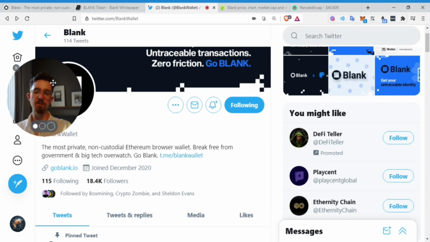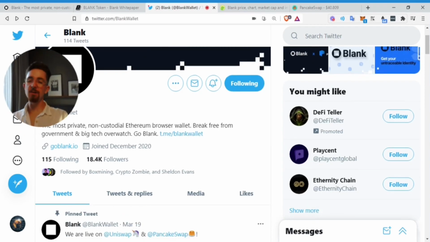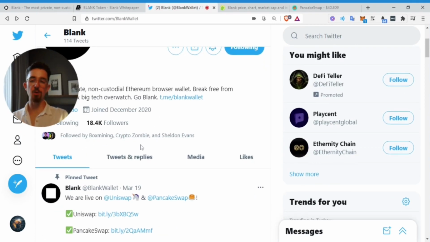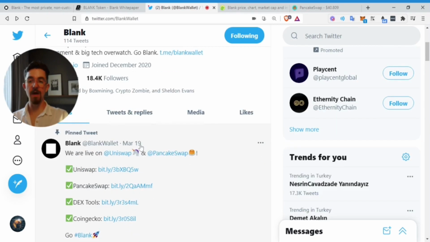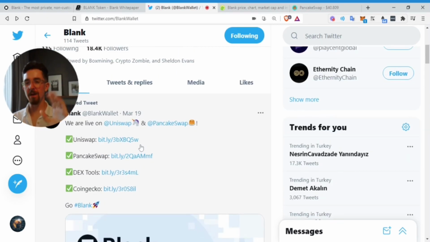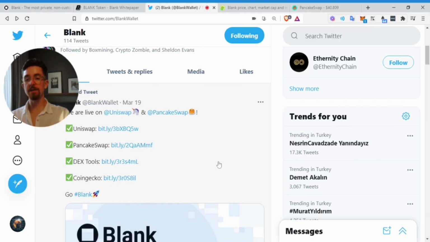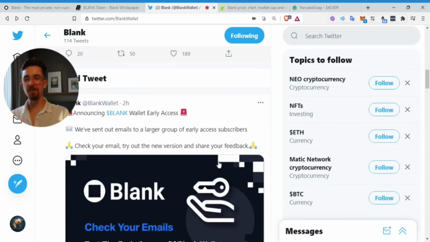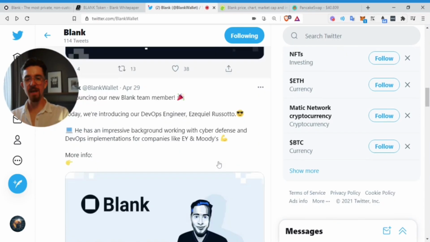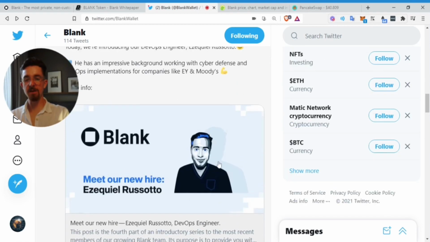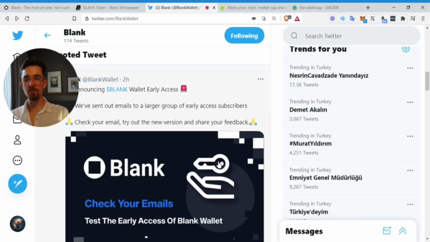Sentiment analysis. I don't really like looking at followers for sentiment analysis because you can just purchase followers. Not saying that they did, by the way, but any project can do this. If you're just some fly-by-night project, which I don't think Blank is, you can just purchase followers. What's more important is engagement, and they look like they have decent engagement. I was going to check out one of these earlier ones.